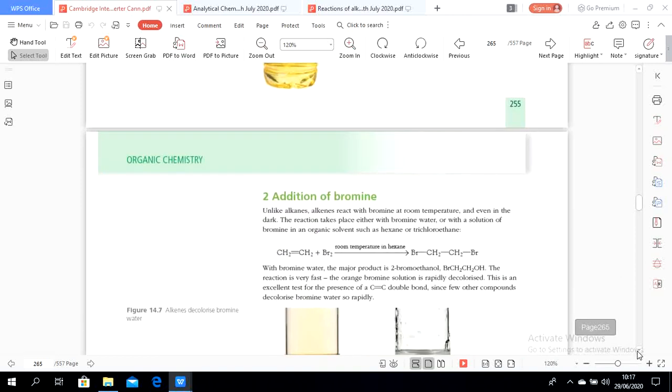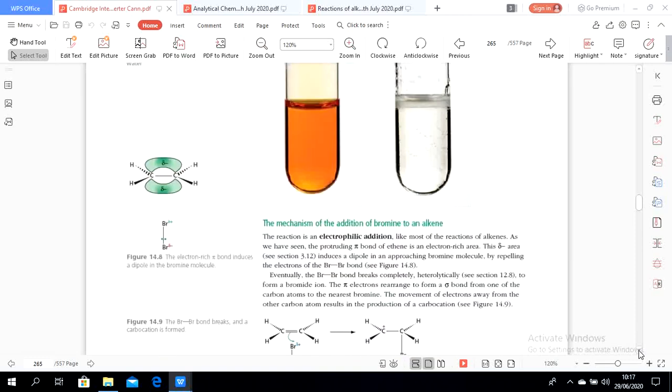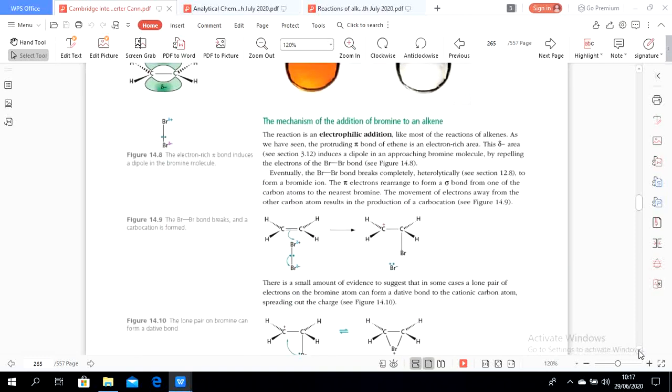Then next, the second is reaction with bromine, or reaction with halogen. Reaction with halogen is called halogenation, from addition of halogen into the alkene. So the alkene initially goes from double bond to single bonds. And then the mechanism. How is the mechanism? This is the mechanism.